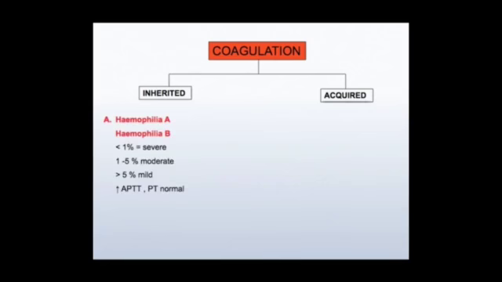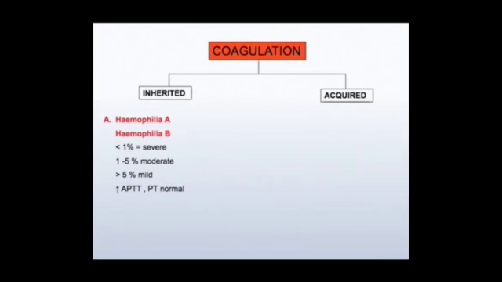So first of all, the inherited disorders of coagulation. There are two really important ones to consider. First of all, haemophilia A and B. This is due to congenital deficiency of either factor 8, which is haemophilia A, or factor 9, which is haemophilia B. It's an X-linked recessive disorder, and A is considerably more common than B. The clinical presentation is identical between the two because factor 8 and 9 actually form a complex that's required to activate factor 10 and subsequent common pathway coagulation.